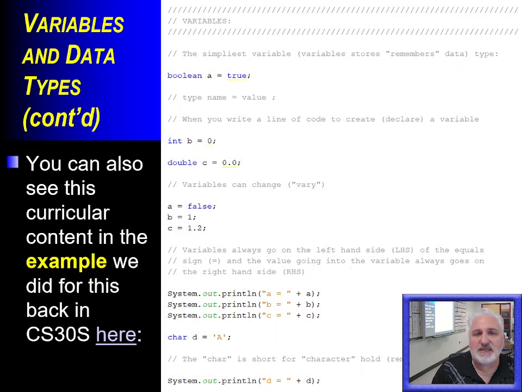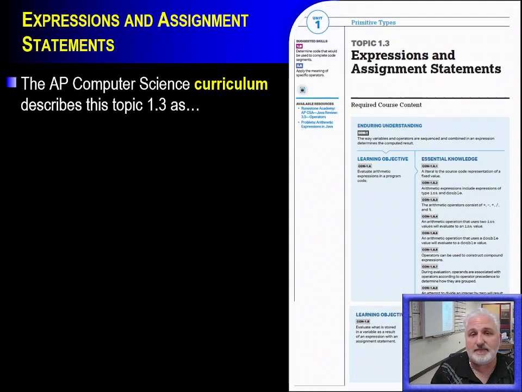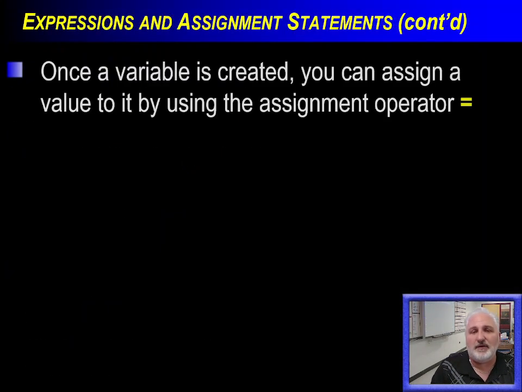We covered all this in the curricular content of 30S, and you can see more in the big example we did back in that. Moving on to topic 1.3, expressions and assignment statements. This is how the curriculum describes that. To evaluate arithmetic expressions in code, to evaluate what's stored in a variable as a result of that. And this was again covered.